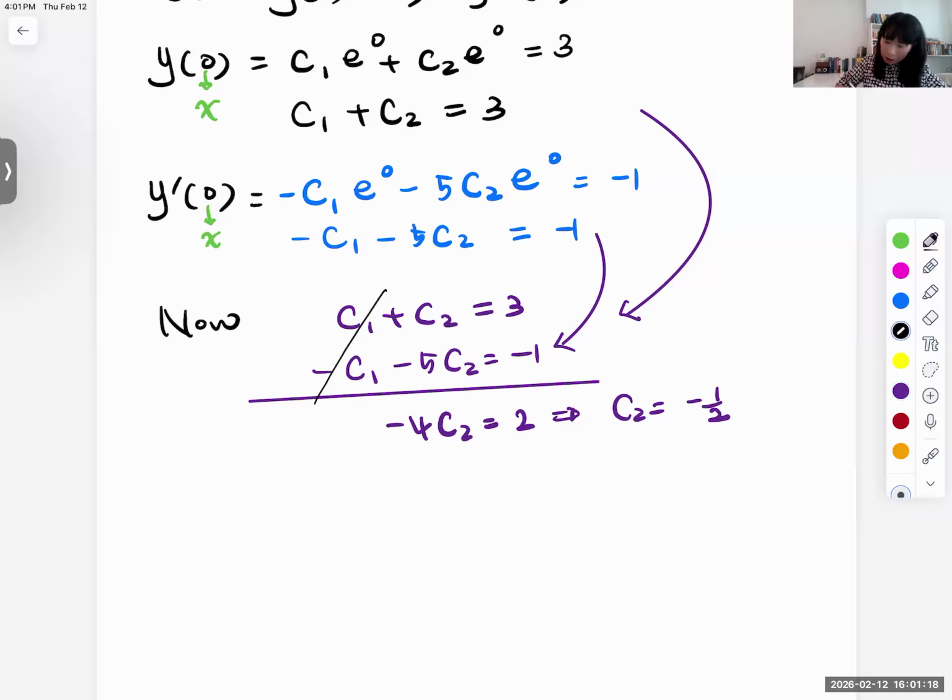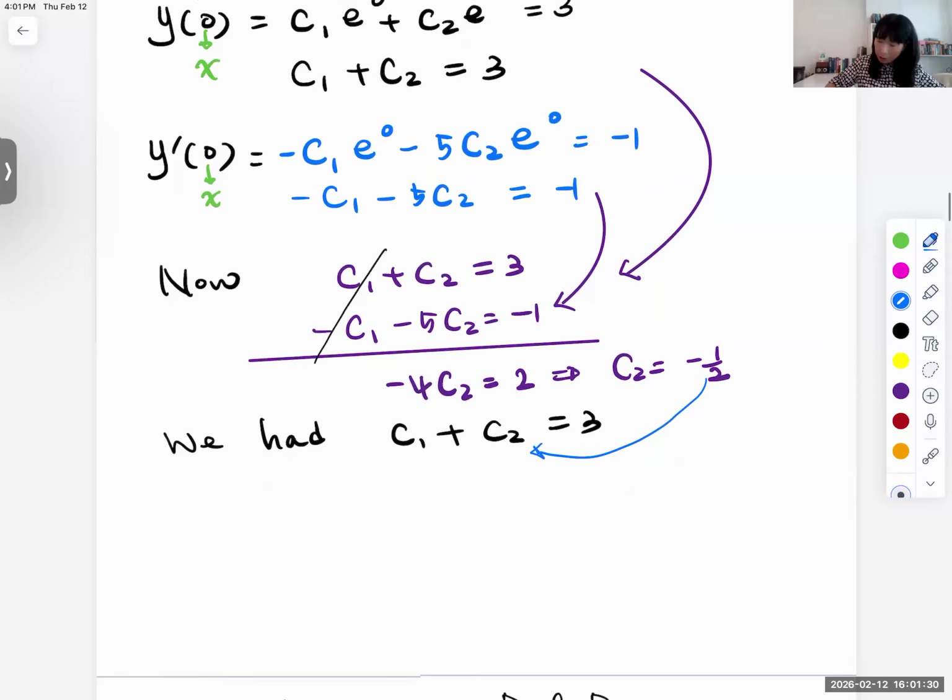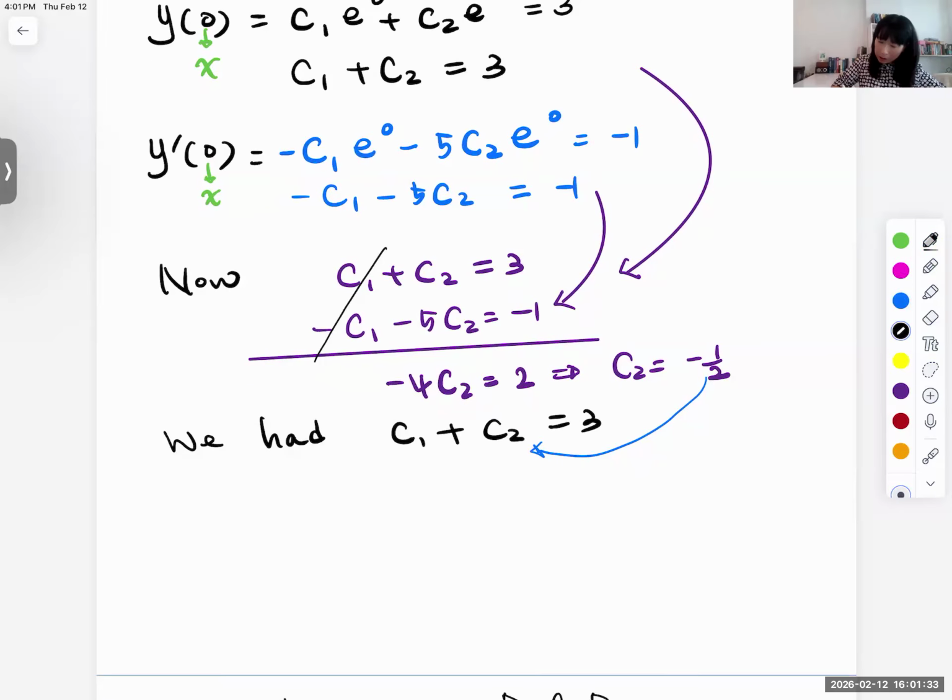Okay, now we can use anything to find c sub 1, right? So we had c sub 1 plus c sub 2 equal to 3. So we substitute. So we have c sub 1 minus 1/2 equal to 3. So what's the c sub 1? So c sub 1 equal to 3 plus 1/2, which is 7 over 2, right?